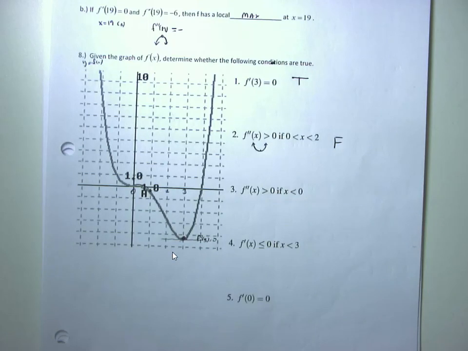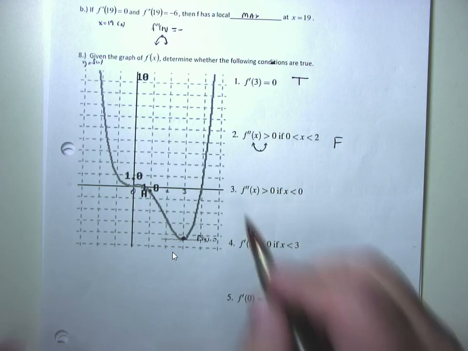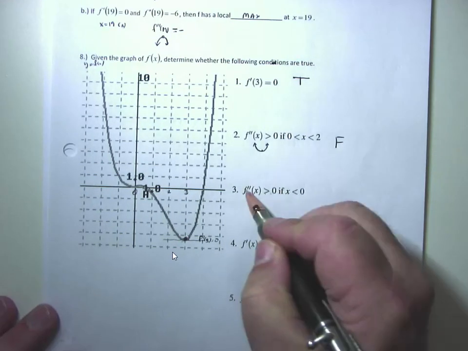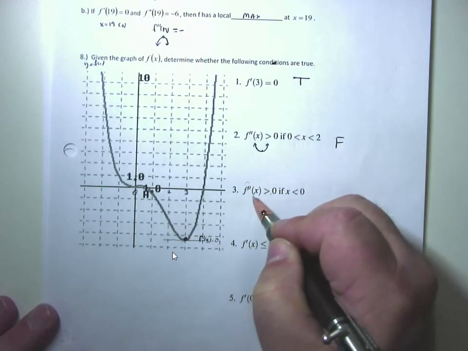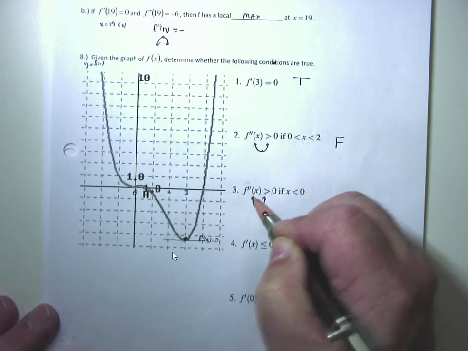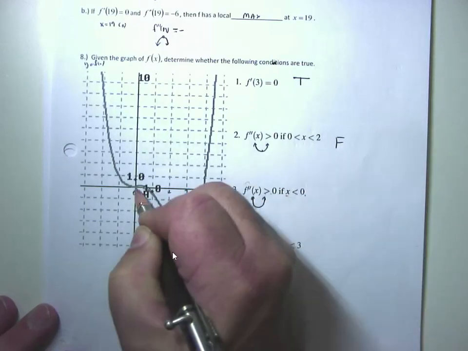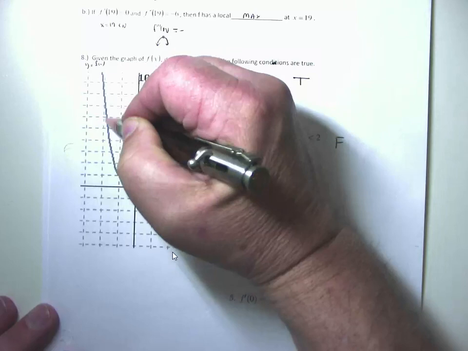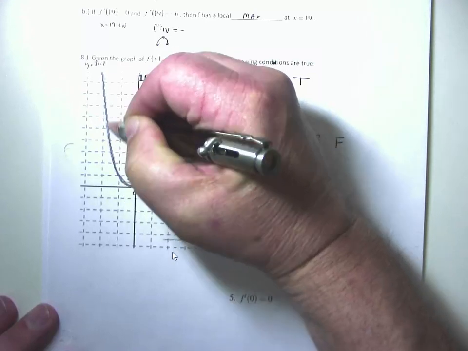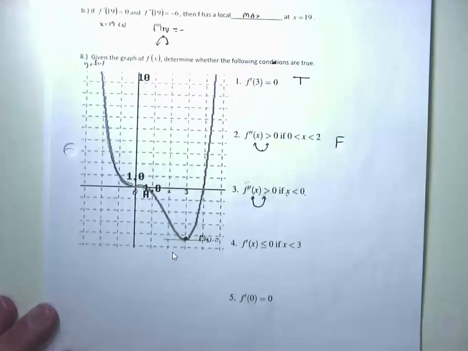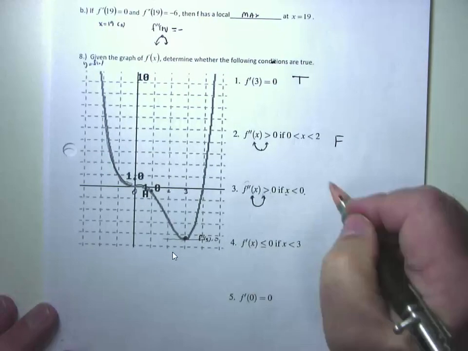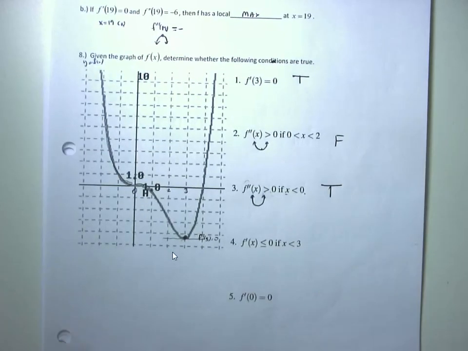Number 3. F double prime of x is greater than 0 if x is less than 0. That means, once again, second derivative greater than 0 means am I concave up for x is less than 0. Well, here's 0. Less than 0, what kind of concavity does this graph have? Is that concave up or concave down? That's concave up. That's true.